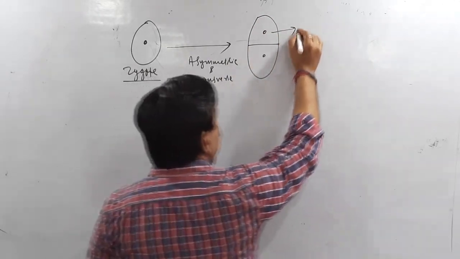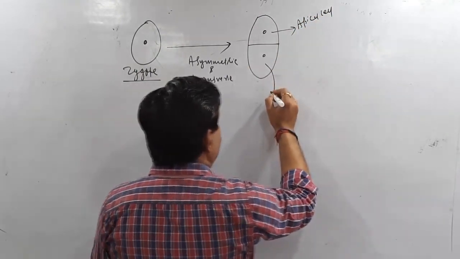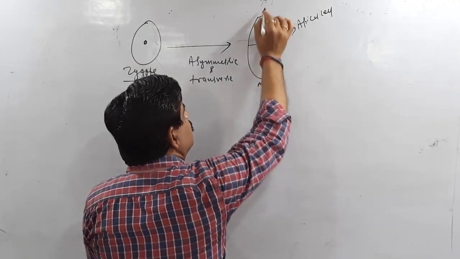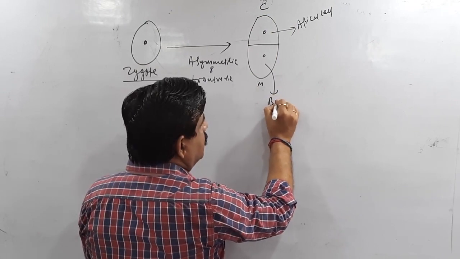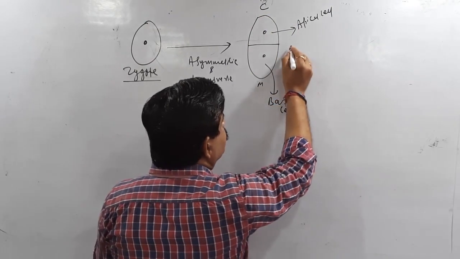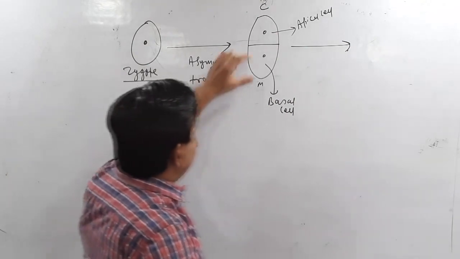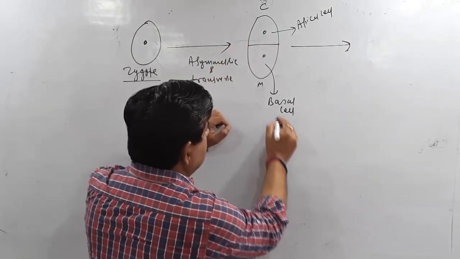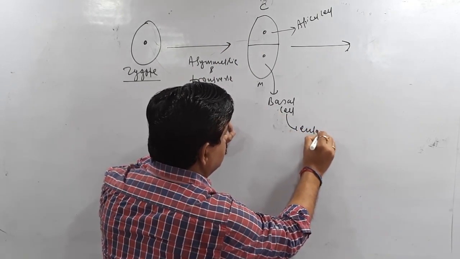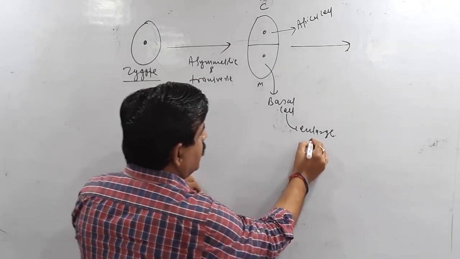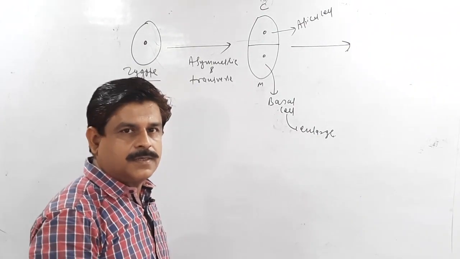This one cell is the apical cell, the cell which is toward the micropyle. This is toward the chalazal end, which is toward the micropylar end, is the basal cell. Now, this basal cell does not divide. This basal cell enlarges and helps in the formation of suspensor.